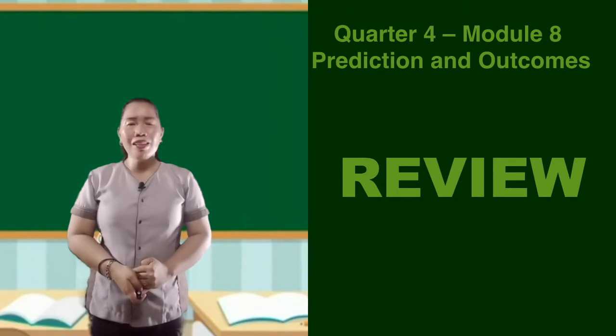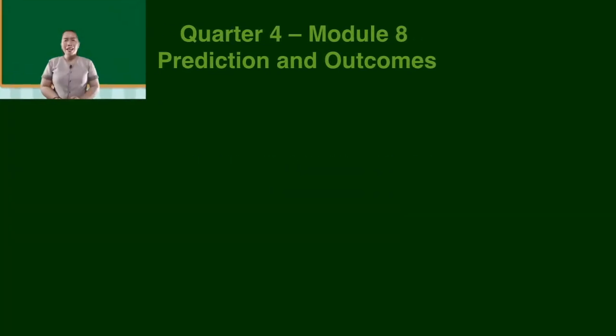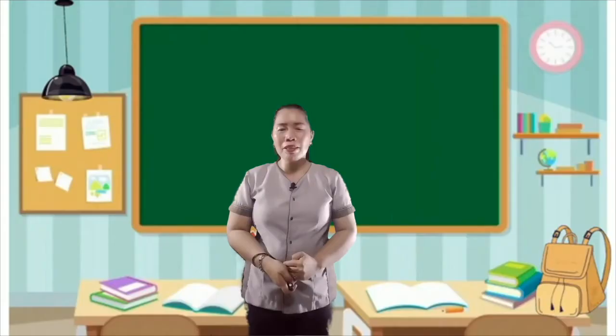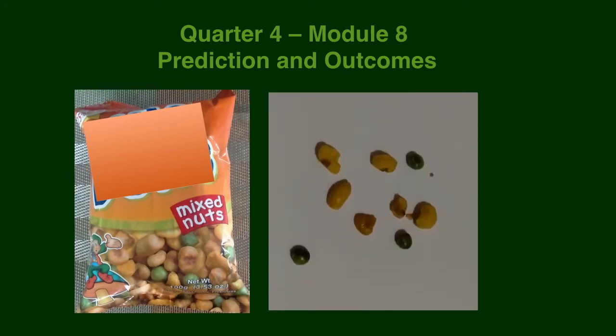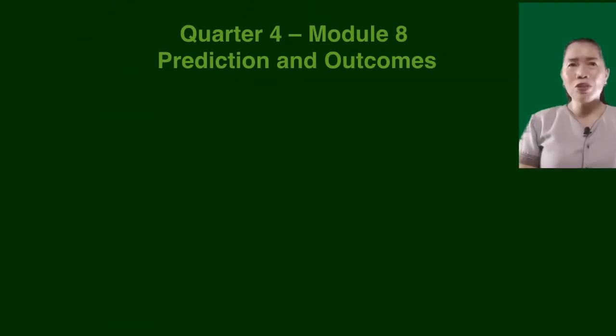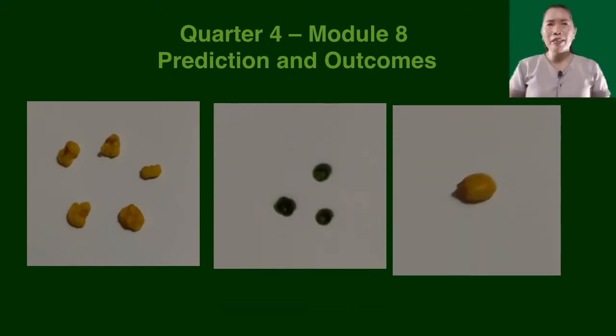Before going to our new lesson today, let's have a review of our previous lesson about making simple predictions of events based on the results of an experiment. Look at this one. I think you are familiar with it. Right, this is a pack of mixed nuts with corn chips, green peas, and peanuts. I will pick some of it from this pack, and let's try to find out how many corns, peas, and peanuts will be picked from the pack with 9 trials.